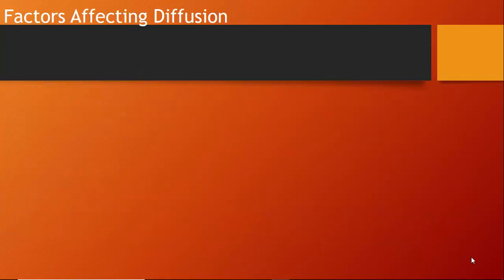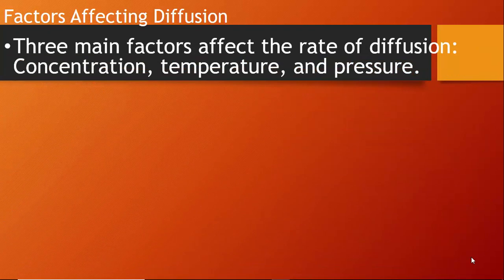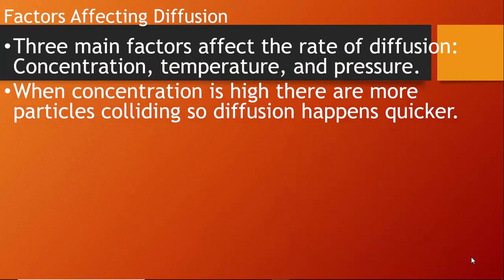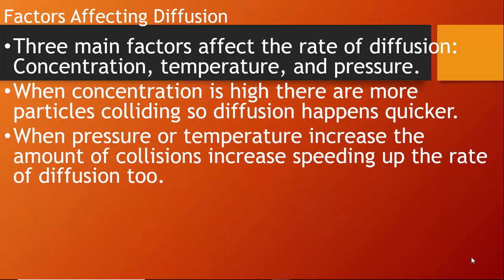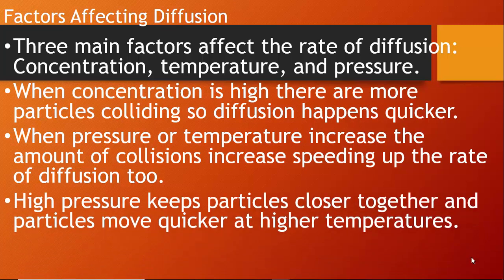Now, there are factors that affect diffusion, and there are three main factors, and that is concentration, temperature, and pressure. Now, when concentration is high, there are more particles colliding, so diffusion happens quicker. When you have things bouncing all over the place and bouncing off more particles, it's going to happen a lot quicker. Now, when pressure or temperature increase, the amount of collisions also increase, and when the amount of collisions increase, it speeds up the rate of diffusion as well.